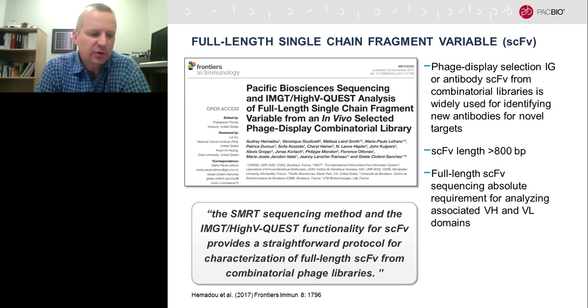And the challenge previously had been that the length of these particular DNA molecules is over 800 bases, but you really need the full-length sequence as an absolute requirement for analyzing the associated heavy and light chain domains. This paper shows a very large cost savings compared to what was previously done with Sanger sequencing, and a streamlined protocol, in that the SMRT sequencing method in combination with this database and algorithm analysis now provides a much more straightforward protocol for characterizing these full-length scFVs from these combinatorial phage libraries.